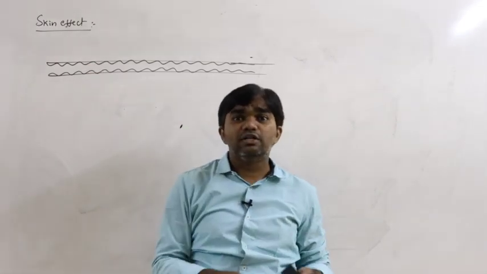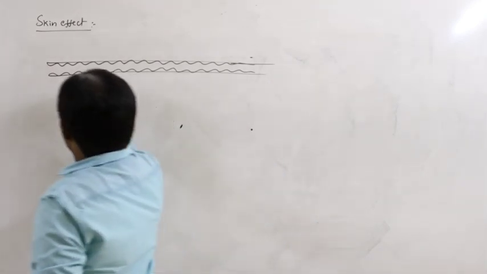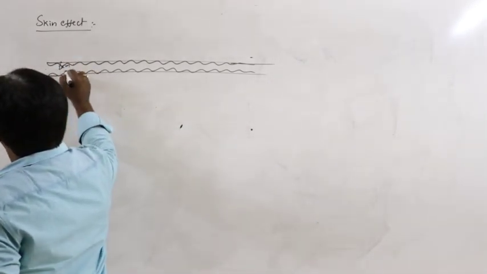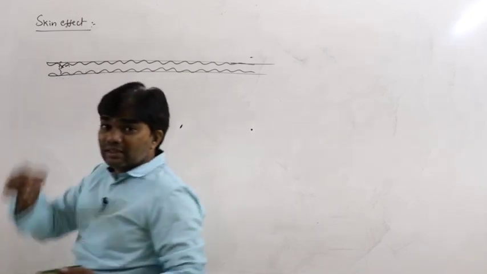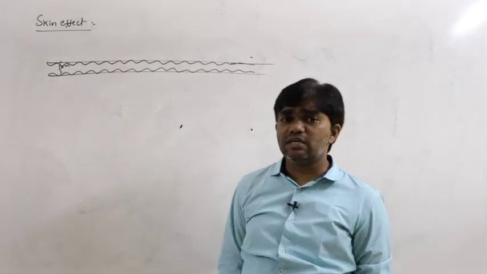The depth through which the current passes is called skin depth. That means, for example, it travels to a depth of 2 centimeters or a depth of 3 centimeters. That depth is called skin depth. So this is called skin effect.